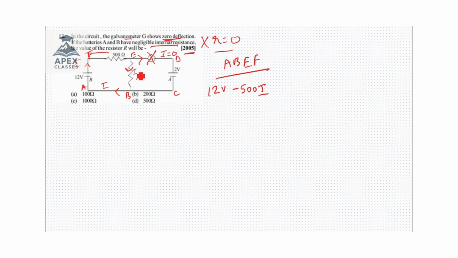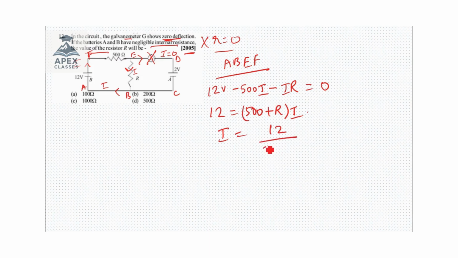नाउ कमिंग टू हियर, दिस वी डोंट नो, सो माइनस आई आर. डन. नाउ हियर ऑल्सो नथिंग, सो दिस इज इक्वल टू जीरो. सो ठीक से लिखते हैं इसको. सो 12 इक्वल टू 500 प्लस आर आई. डन. सो आई का वैल्यू क्या आ गया इधर से, 12 by 500 plus r. Done. This is our equation number 1.